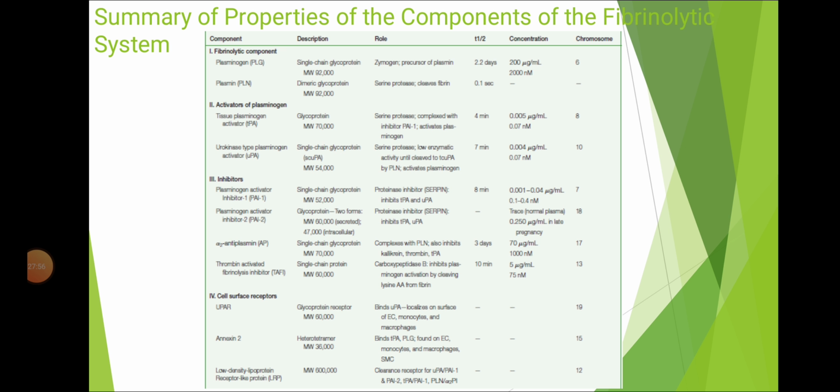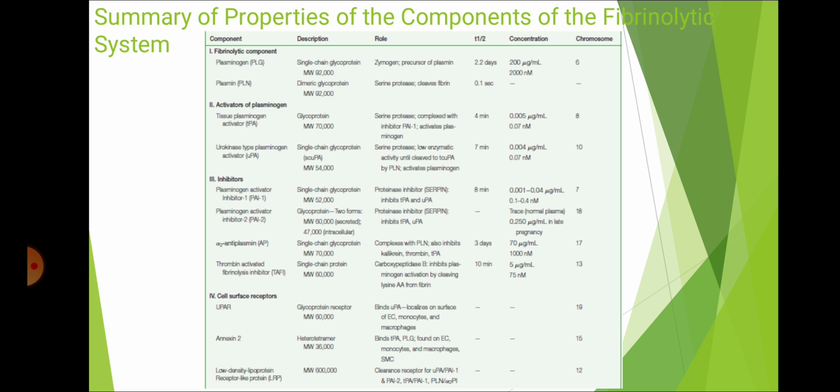Now coming to summary of properties of the components of the fibrinolytic system. The components are under the following headings, that is fibrinolytic component, activators of plasminogen, inhibitors, and the cell surface receptors. In fibrinolytic components, there are plasminogen and plasmin. Plasminogen is a single-chain glycoprotein and it is a precursor of plasmin. Plasmin is a dimeric glycoprotein which cleaves fibrin.